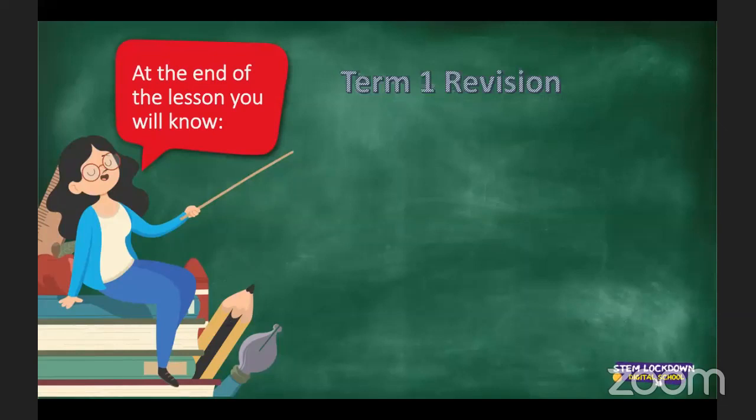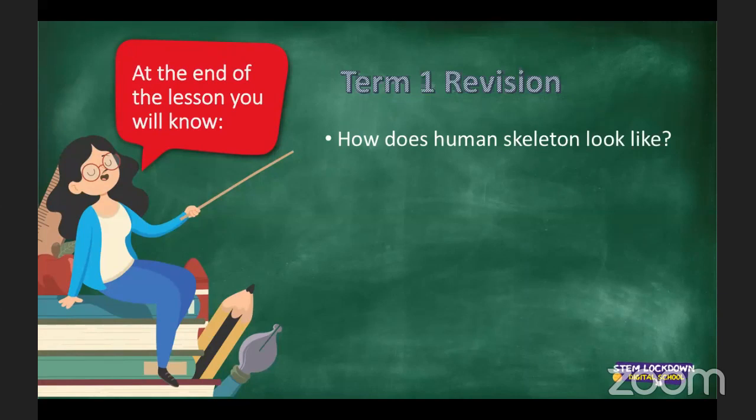Good. Then we are doing strictly term one revision, and for the whole week we've been focusing on term one revision. And today it's Friday. Next week we are going to do something else, which is different. Good. Okay. At the end of the lesson, I want you to understand what the human skeleton looks like.